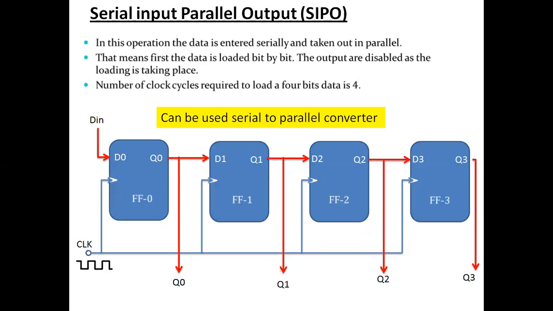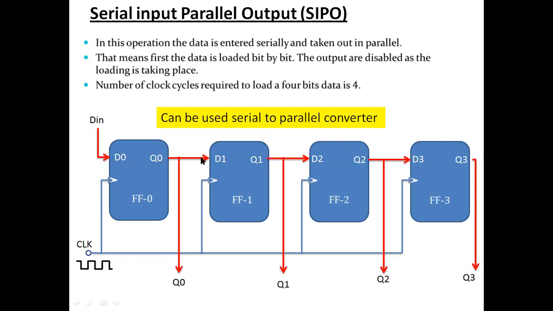Serial in, parallel out. This type of shift register can be used as a serial to parallel converter. The data enters serially, but the output will be taken in parallel. If we apply the data just like in the serial in, serial out case, either right shift or left shift operation, here right shift operation is considered. Data is entered from here, LSB first, then the second LSB, and finally the MSB will enter, and we will apply the clock pulse.